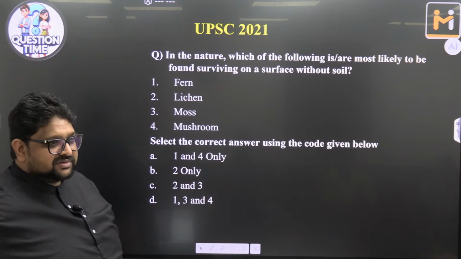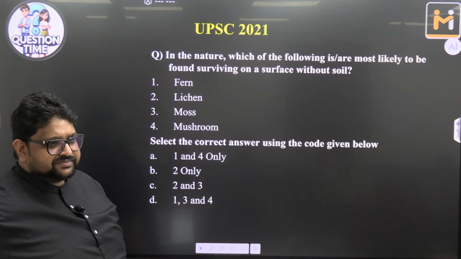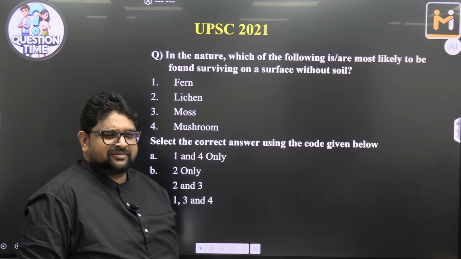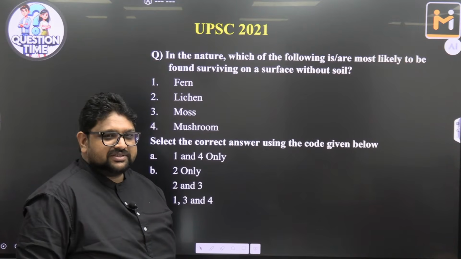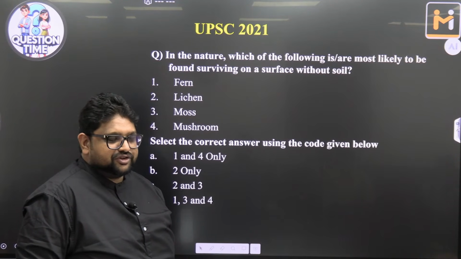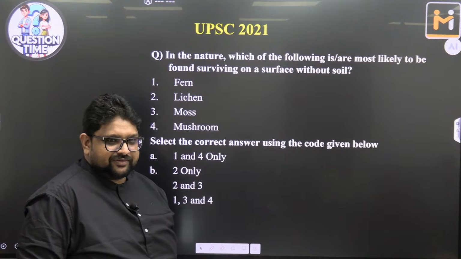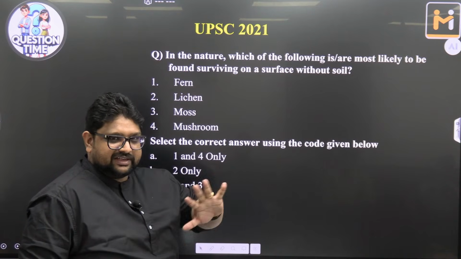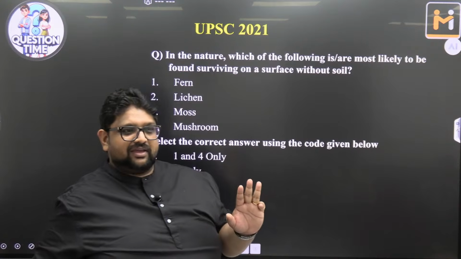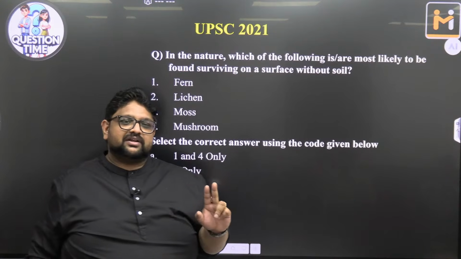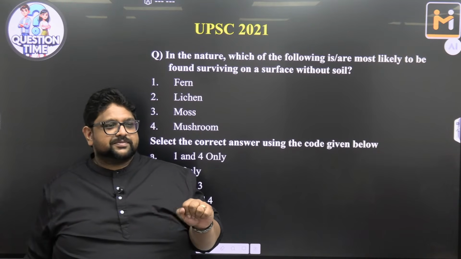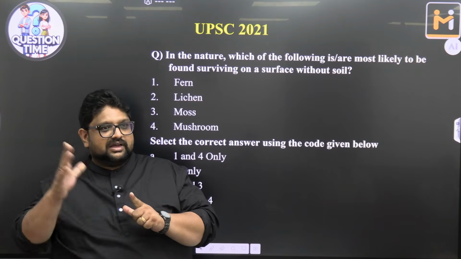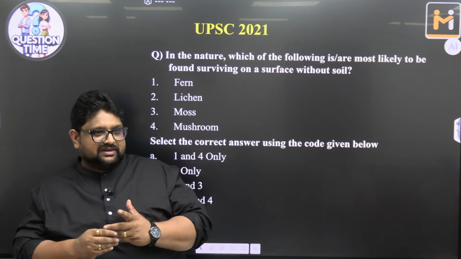Ferns, have you seen ferns? Do you know what ferns are? Ferns are plants which do not have flowers. Not flowering plants. So in the entire plant kingdom, we divide them into 5 categories, 5 phyla. Algae, bryophytes, pteridophytes, gymnosperms, angiosperms. Gymnosperms and angiosperms are higher plants. The other three are lower plants.